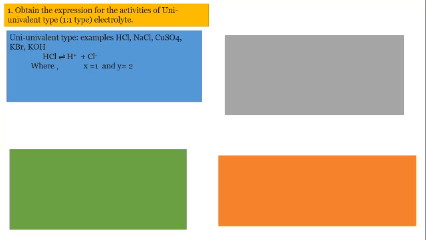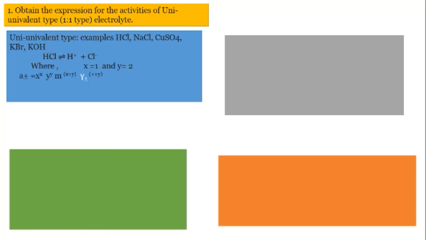Out of that, when you take HCl, HCl will dissociate into H plus and Cl minus. Here we have to identify the number of cations and the number of anions. x is the number of cations and y is the number of anions. For this case, univalent type of electrolyte, both are one. Here by mistake y is equal to 2 is written. Neglect that. You have to take y is equal to 1, x is equal to 1.